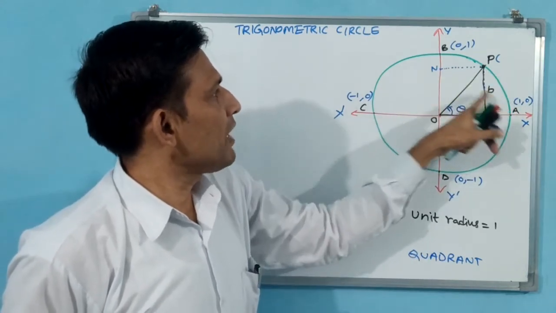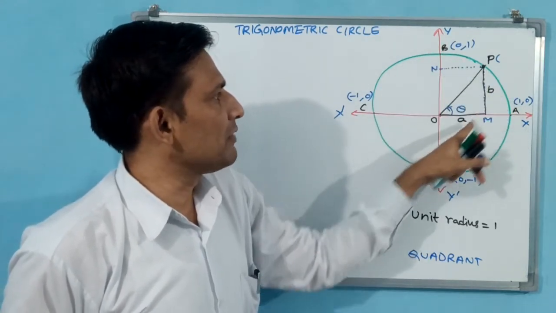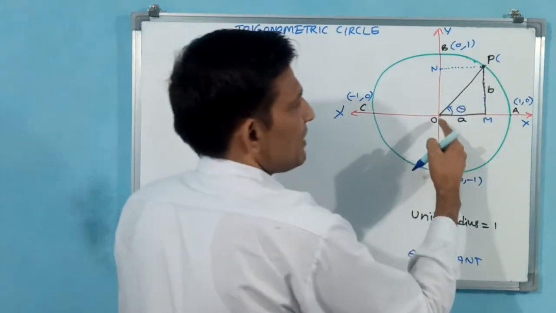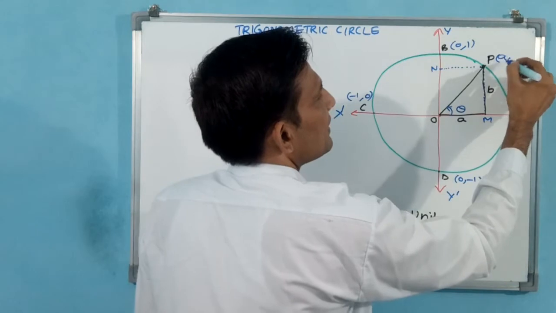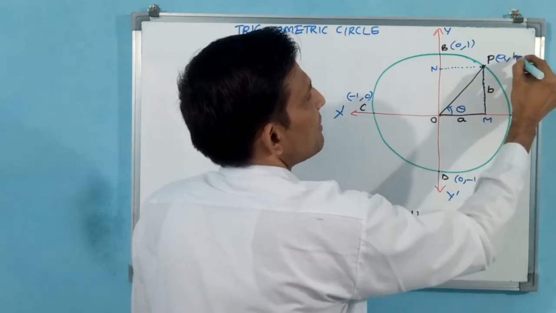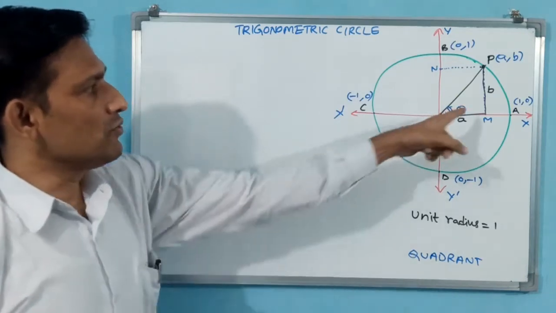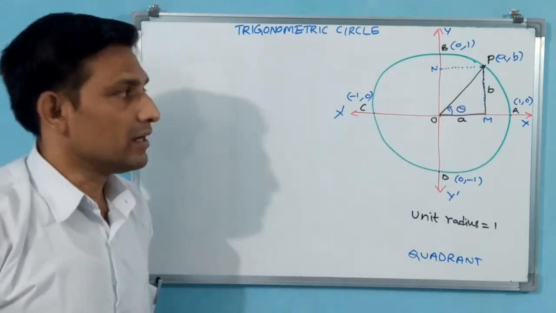OM is B. Why B? Because this is B, we have taken small b. These two are coordinates. Then what will be the P? P will be A on the x-axis, and on the y-axis it is B. P will be (A, B), if you see clearly.